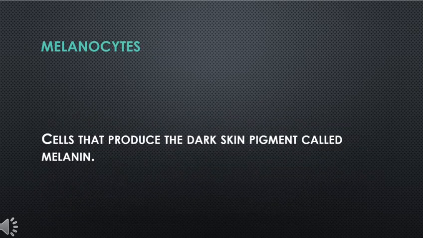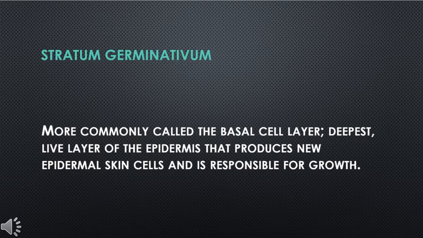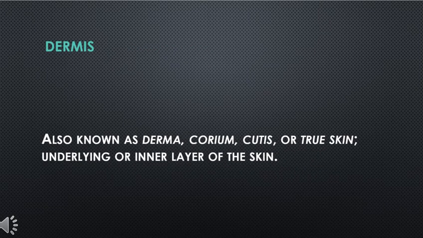Melanocytes. Cells that produce the dark skin pigment called melanin. Stratum germinativum. More commonly called the basal cell layer, deepest, live layer of the epidermis that produces new epidermal skin cells and is responsible for growth. Dermis. Also known as derma, corium, cutis, or true skin, underlying or inner layer of the skin.